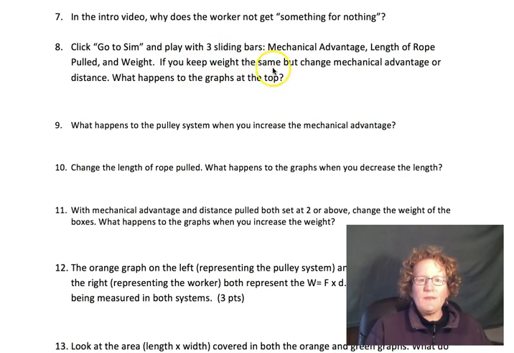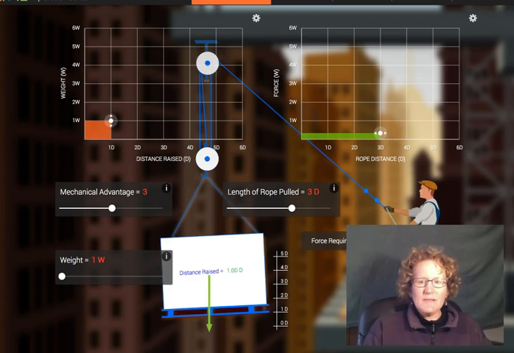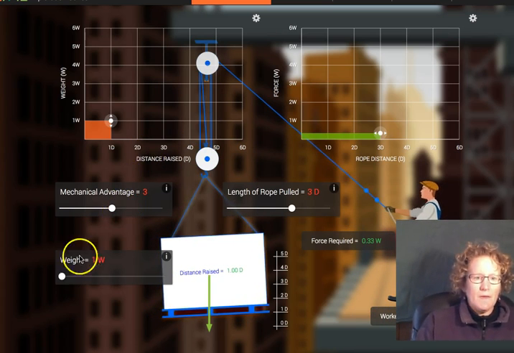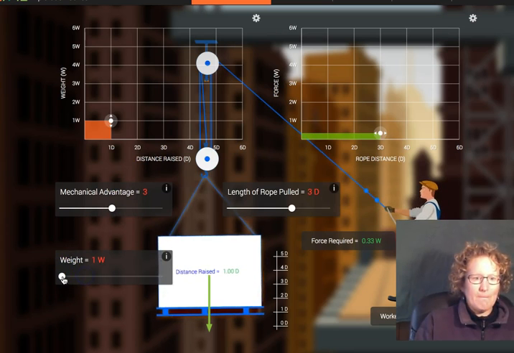If we keep the weight the same, but change the mechanical advantage or distance, what happens to the graphs at the top? Well, we'll have to play around with that a little bit more and under some different conditions to see what happens to those graphs. Let's keep the weight the same and play with mechanical advantage, length of rope, and weight. Okay, let's see what happens if we change the weight a little bit.